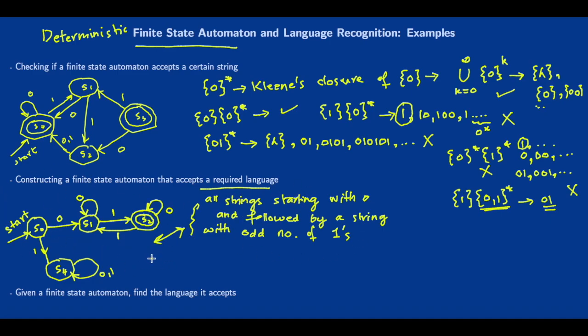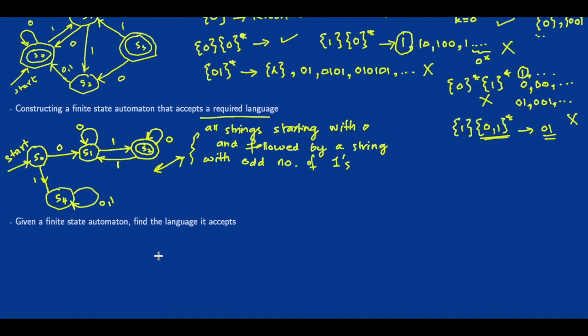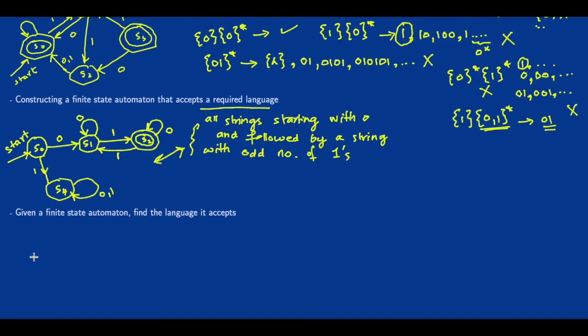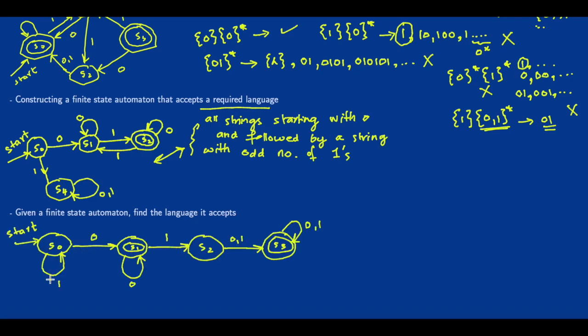Okay, so now let's do the reverse problem. Now we have a finite state automaton like this, and we want to check what language it recognizes or accepts. So this is my first final state. How can I reach there? I can reach there by having 1 0 and then a string of zeros, or I can have any number of ones here, followed by a 1 0 and then any number of zeros.